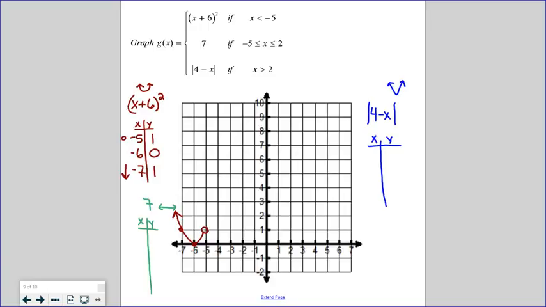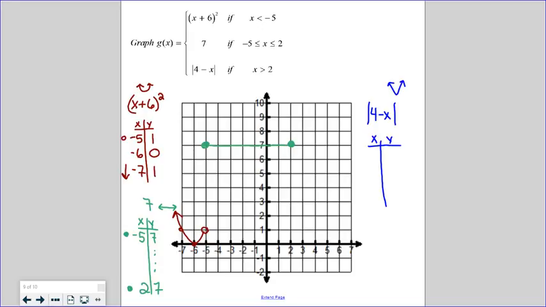Okay. The next one, yes, I can make a table for this, but all of my answers are going to be 7. Remember, if it is just a plain number, that's a horizontal line. And that's a horizontal line that's going to run from -5 up to 2. All of these answers are going to be 7 between those. It's going to be a closed dot at the -5. It's going to be a closed dot at the +2. So -5 up at 7, +2 up at 7, and connect the 2.